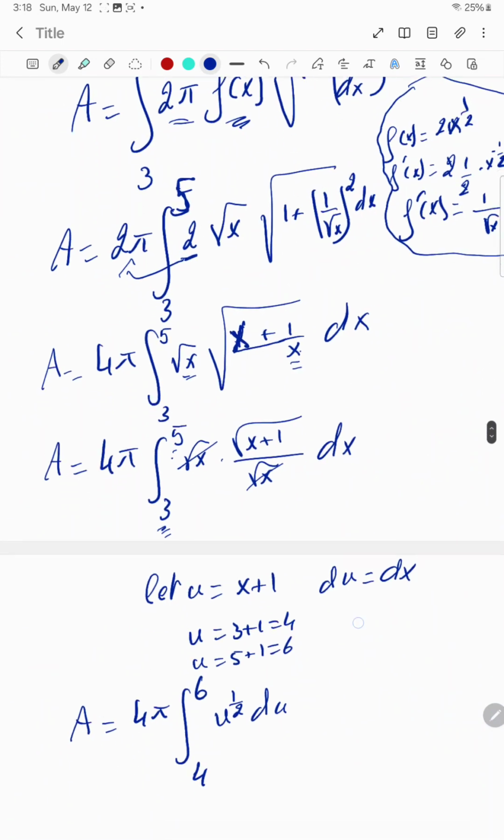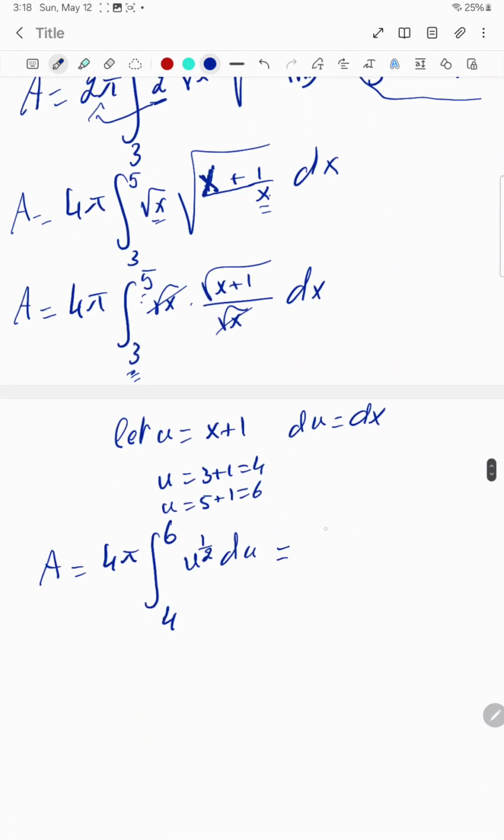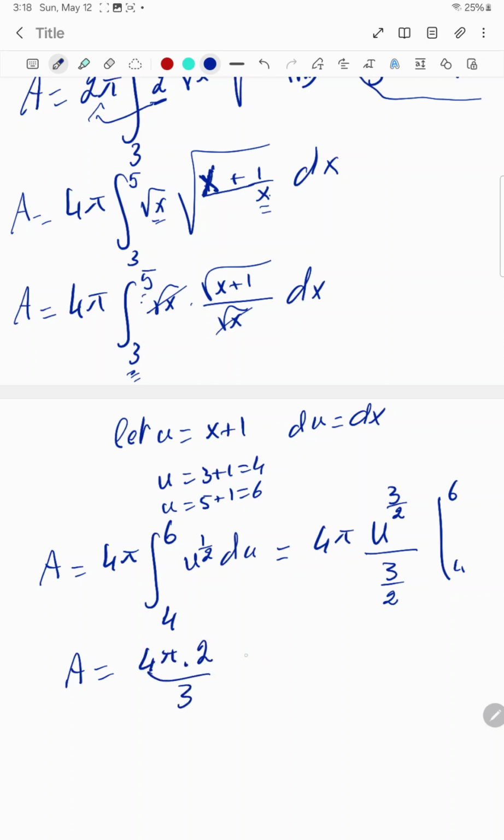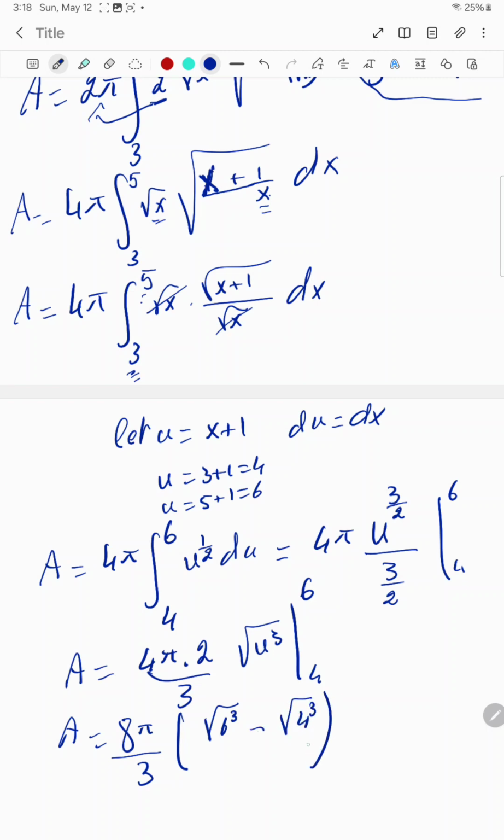And the integral of u to the power 1/2 is 4 pi times u to the power 3 over 2, because 1/2 plus 1 is 3 over 2, divided by 3 over 2, between 4 and 6. So the area is equal to 4 pi times 2 over 3 square root of u to the power of 3 between 4 and 6. So this becomes 8 pi over 3 times square root of 6 to the power of 3 minus square root of 4 to the power of 3, whatever is the answer.